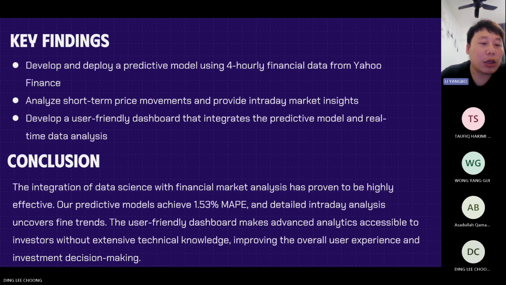So in conclusion, the integration of data science with financial market analysis has proven to be highly effective. Our predictive models achieve 1.53% MAPE, and detailed intraday analysis uncovers fine trends. The user-friendly dashboard makes the advanced analytics accessible to investors without intensive technical knowledge, improving the overall user experience and investment decision making. So that's all.